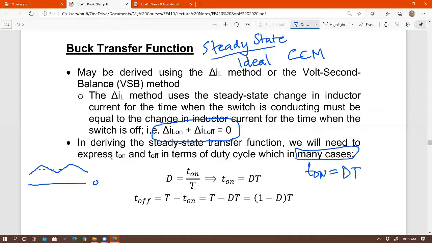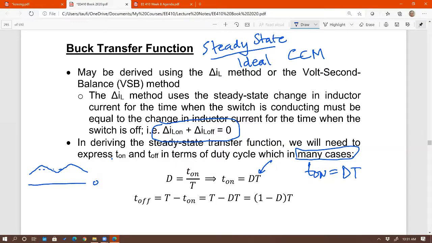Right, so T on, what is T on again? T on is the amount of time the switch is conducting, right? That's the duration when the switch is conducting. That's T on. That's equal to dT. What is T? T is the switching period. D is duty cycle. So if I know T on, then I should know T off, right? Because T off will be the remainder of the time within a period.